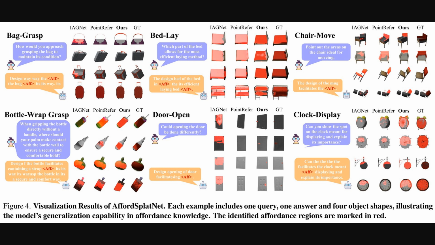These columns show the predictions from IAGNet, PointRefer, ours, which is AffordSplatNet, and GT, which stands for ground truth. Basically, the correct answer. The red highlighted areas are the predicted affordance regions, and you can generally see AffordSplatNet's predictions often aligning more closely with that ground truth, especially for fine-grained details compared to the other methods.